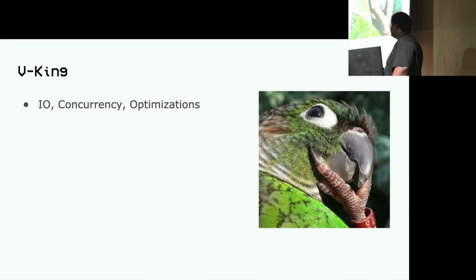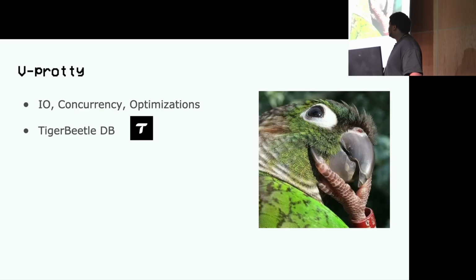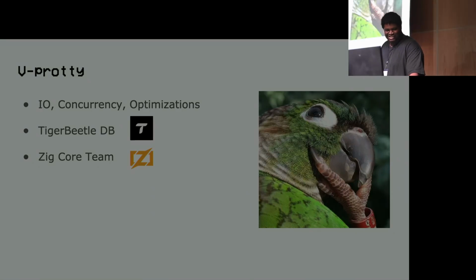So a little bit about me. I love I/O, love concurrency, but most of all, I love optimizations, and this is going to be all about that. Matt mentioned before, I work at Tiger Beetle. I'm mostly on the storage engine side of stuff, and I'm also on the Zig core team, which means I can just merge PRs. That's about it. I barely do that even, but that's fine.